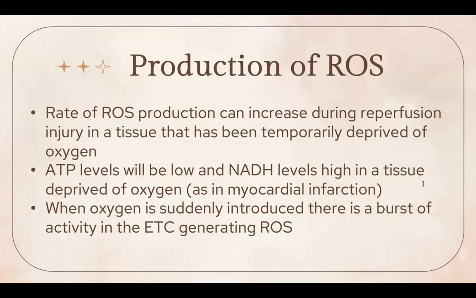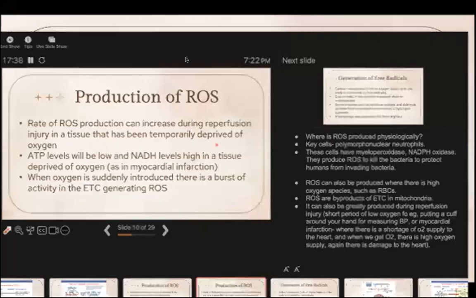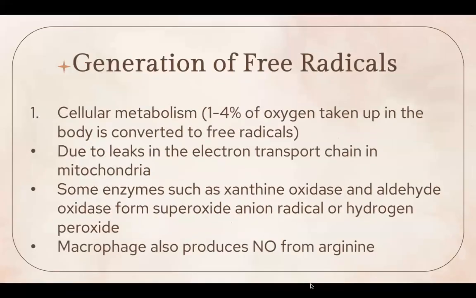Okay, so to summarize, reperfusion injury is when you have a myocardial infarction, there's a shortage of oxygen, and then the oxygen gets restored, and when it gets restored, it produces free radicals. Okay, so I hope that much is clear. All right. Let's move on. So generation of free radicals, as we already discussed, is that 1 to 4% of oxygen is taken up in the body and is converted to free radicals.